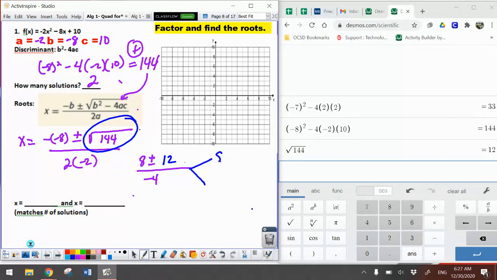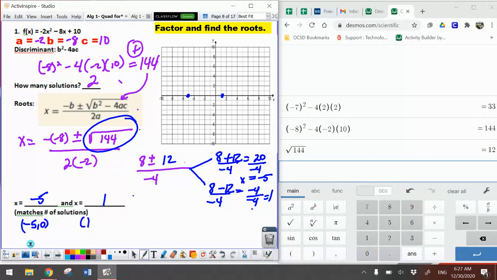What this looks like is 8 plus 12 divided by -4 and 8 minus 12 divided by -4. So 8 plus 12 is 20. Divided by -4 gives me a -5. So there's one answer: x is -5. The second one, 8 minus 12, that's -4. -4 divided by -4, that's 1. So my two answers are -5 and 1, because that would be -5 comma 0 and 1 comma 0. Okay, so I've got my two roots now.